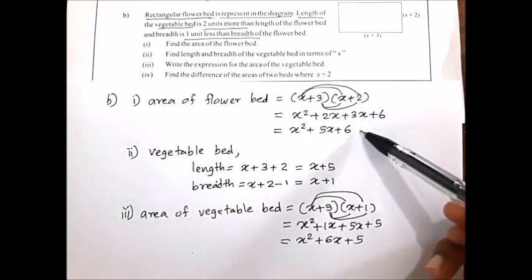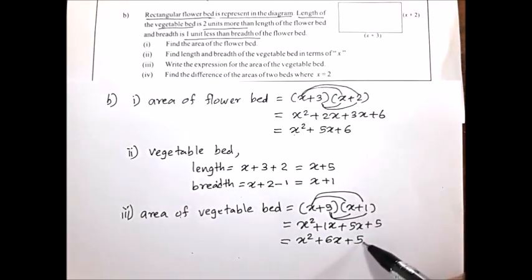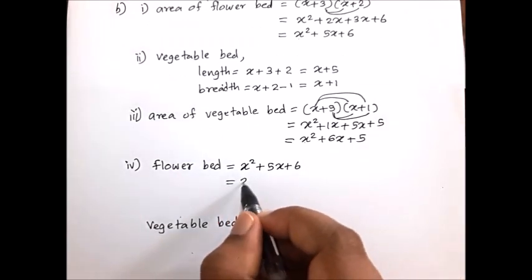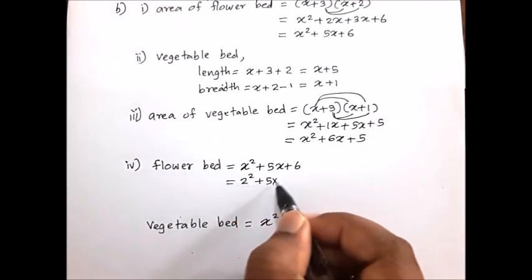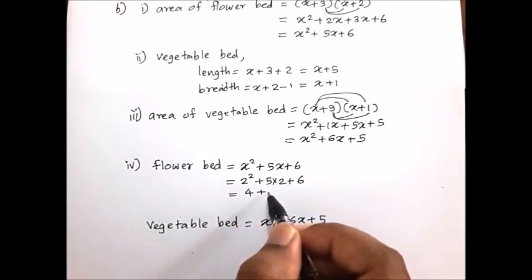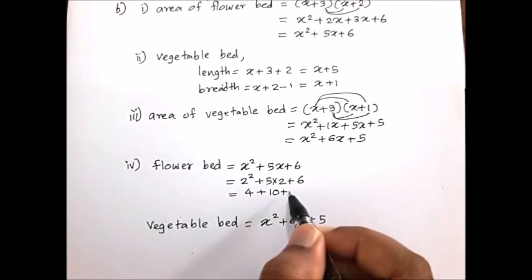Fourth one, find the difference of the areas of the two beds where x equals 2. Now substitute 2 for x in this expression, then substitute 2 for x in this expression, then find the difference of the areas of these two. Flower bed: substitute 2 here. 2 to the power 2, 5 multiplied by 2. 2 to the power 2 is 4. 5 multiplied by 2, 10. Plus 6.